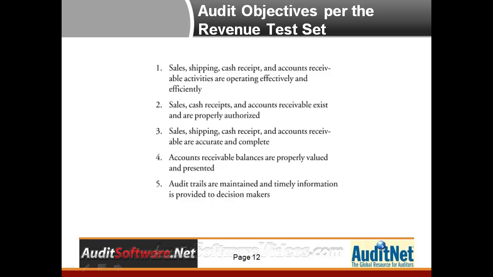I threw this last one in there. Audit trails are maintained for timely information to decision makers. I mean, it is part of COSO when you look at the information and communication portion of COSO, the control objectives that we have there. So I like to throw that in there, but it is something that people question me on sometimes and say, why did we include that in our testing?